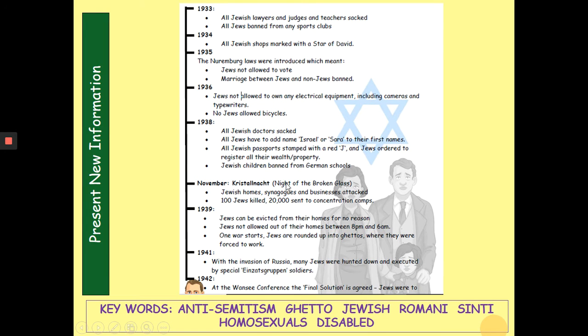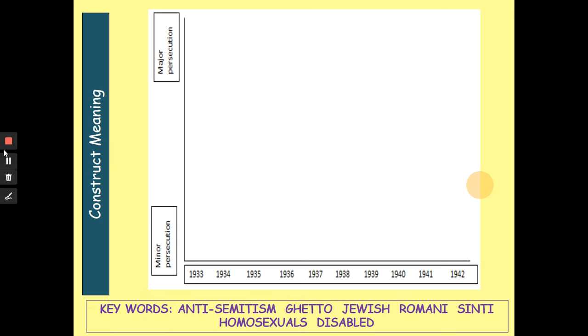So for instance, if I think that Jewish homes, synagogues, and businesses attacked is a very, very serious issue, so 1938, I think that's a very serious issue. I'm going to use my pen or my pencil, 1938, and I think that's quite severe. So I'm going to put this event here, and I'm going to write what that event is next to it, because I believe that's very, very severe, and it's around 1938.